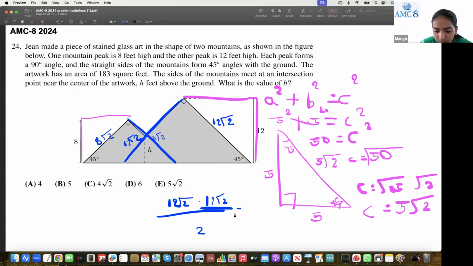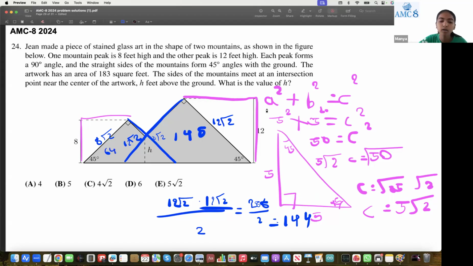And we'll be getting 288, since 12 times 12 is equal to 144, and the square root of 2 times the square root of 2 is equal to 2. 288 divided by 2 is equal to 144. So the area of this is equal to 144. And the same thing applies for 8 square root of 2 times 8 square root of 2, which is going to be equal to 64.